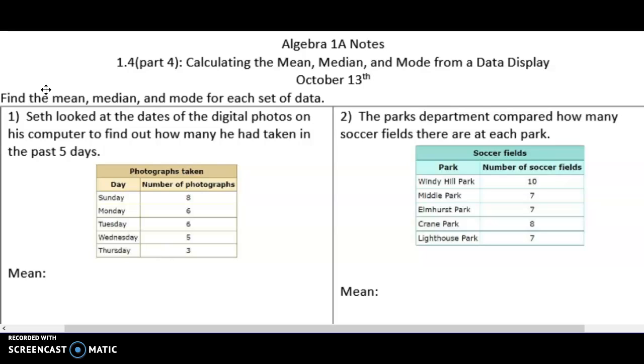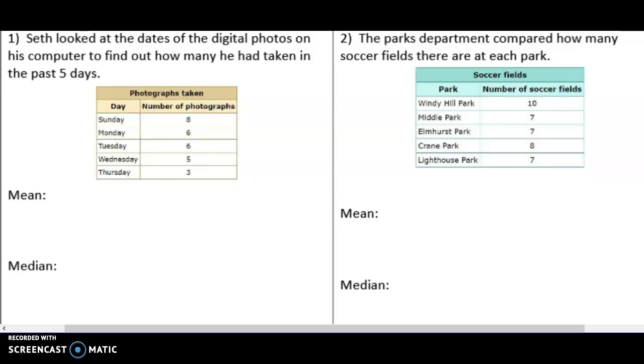Seth looked at the dates of the original digital photos on his computer to find out how many he had taken in the last 5 days. So first of all, we want to find the mean. This is going to be the average number of photos he has taken. So what we're going to do to calculate this is just add up all those numbers. So 8 plus 6 plus 6 plus 5 plus 3, and then divide it by, remember what we divide it by? The amount of numbers there were. So in this case, the amount of days. So we're going to divide by 5.